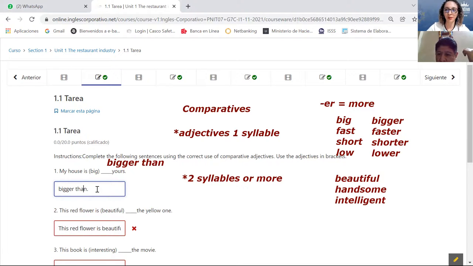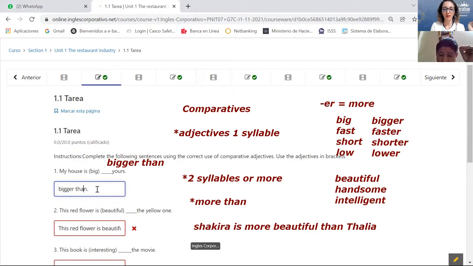For example, Shakira is more beautiful than Thalia. Shakira is more beautiful than Thalia. I'm comparing two people. Pero mire ahora, ahora sí vamos a poner more y el adjective. Pero cuando solo es one syllable, no.